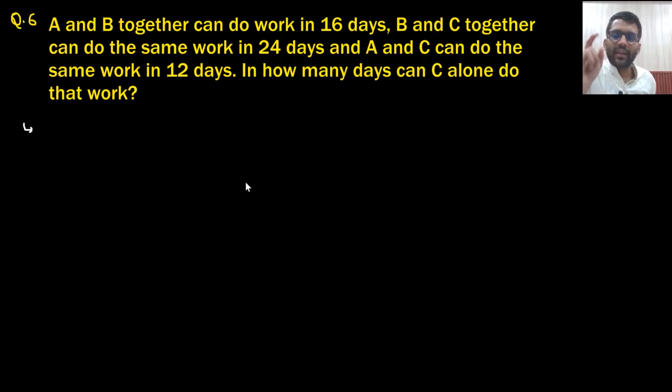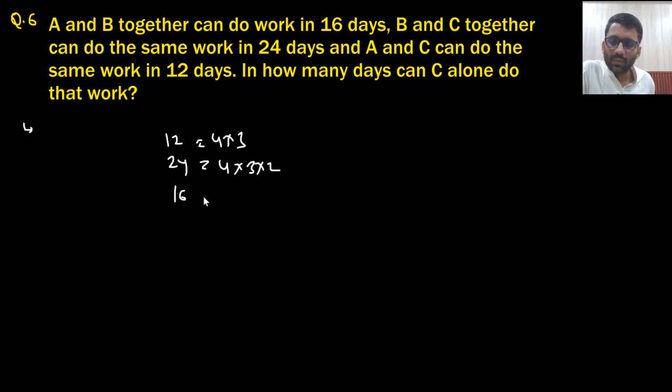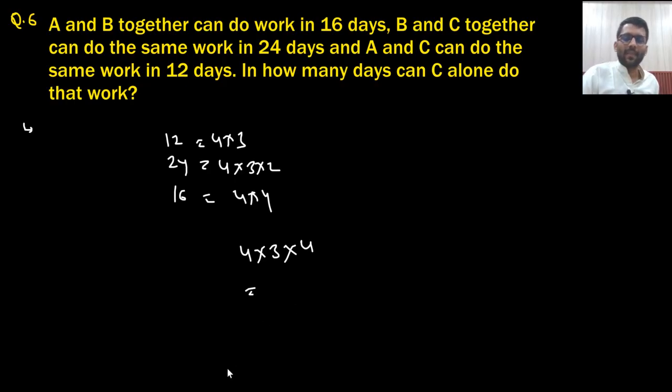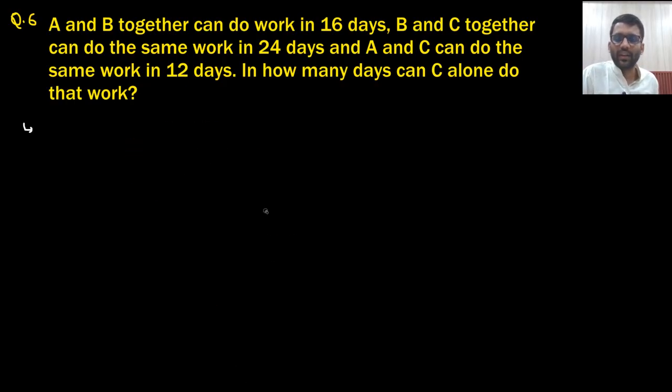A and B can do a work in 16 days. B and C together can do the same work in 24 days. A and C together in 12 days. So what numbers do I see? 12, 24 and 16. 4 into 3, 4 into 3 into 2, and this is 4 into 4. What will be the LCM? 4 into 3 into 4, 4 into 4 is there already. So this will be the LCM. 48. LCM will be 48.